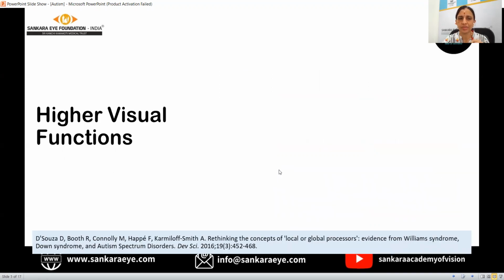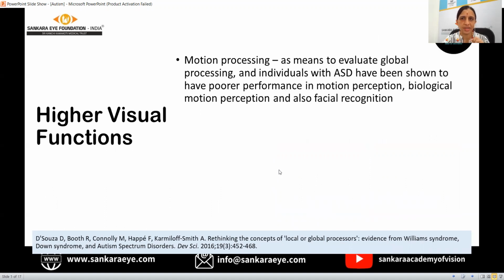Then we comment on the higher visual functions, and what we need to understand about autistic spectrum disorder. When we look at a particular scene, say when we're looking at the forest, we also look at the trees. We combine the information that there are various trees located and process it simultaneously, which we call global processing. And when we're just looking at the tree, we call it local processing.